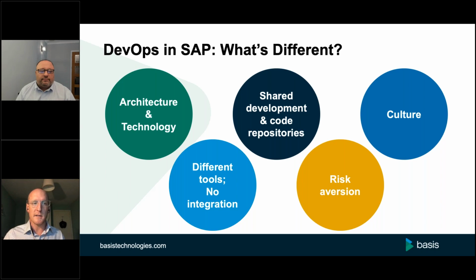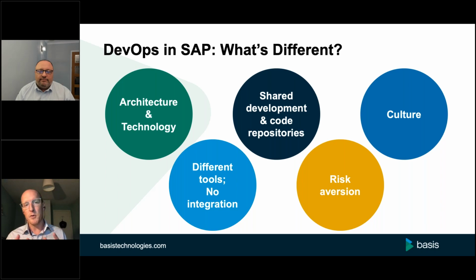So we're going to look at architecture and technology, which we've mentioned a number of times already. And very closely connected to that is tooling, which is a very central question around this DevOps for SAP issue. Shared development and code repositories, and distributed versus shared development, is also a very critical issue to be aware of, connected to those other 2 from a technical perspective.